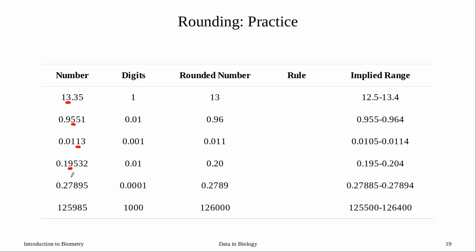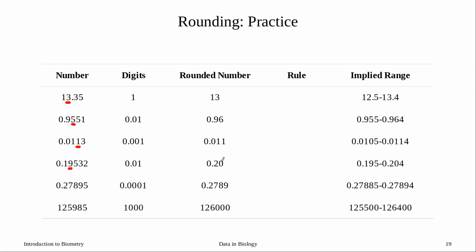that's our target. We look at the next number, it's a 5. There's something after the 5, so our 5 is actually a little bit more than 5. We round up. We bump the 1 up to 2, so our rounded number's 0.20. Now note, I include the 0. That's important because it emphasizes that we rounded at this point. We didn't round at the tenths, we rounded there. That has its implications for the implied ranges. So the implied range for this is 0.195 to 0.204. Again, these numbers round to this.